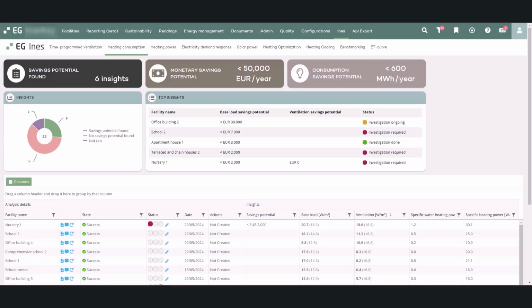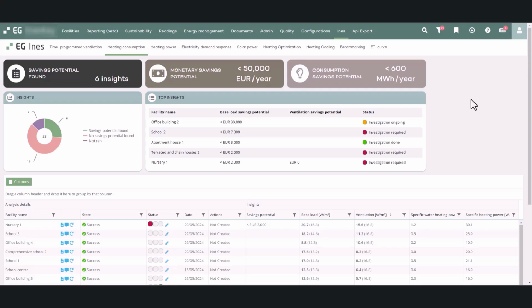Heating consumption analysis divides the facility's heating consumption into three parts: ventilation heating, domestic hot water heating, and base load. In order to work, the report requires the following measurements and basic building data: hourly district heating measurement, building type, surface area, volume, and construction year. Hourly water metering is also recommended.